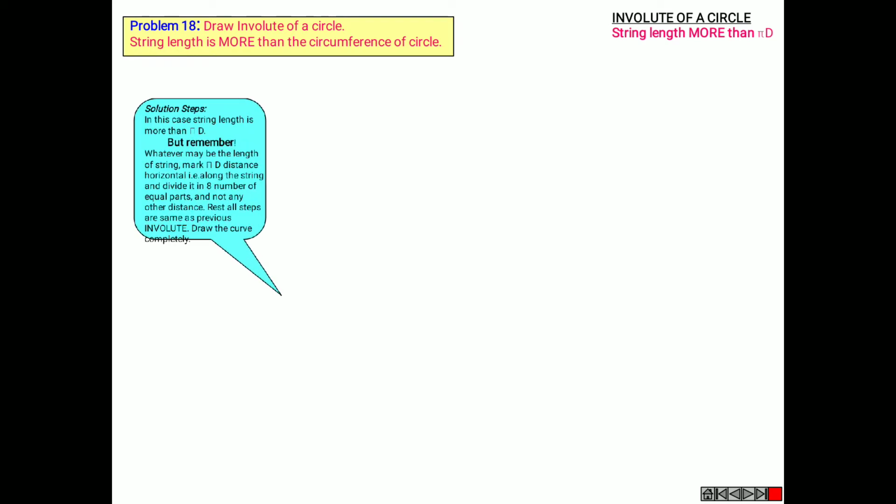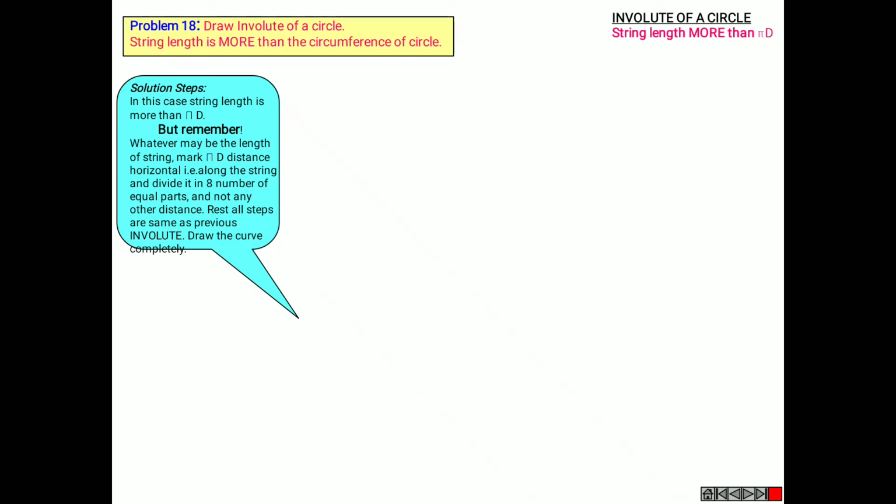Same involute of a circle with a string length more than pi d. The string length is more than pi d. So draw the involute of a circle with string length more than the circumference of the circle. See the solving steps in case the string length is more than pi d, but remember whatever may be the length of the string, mark pi d distance horizontally along the string and divide it into 8 equal parts and not any other distances. Rest all steps are same as the previous involute and draw the required curve completely.